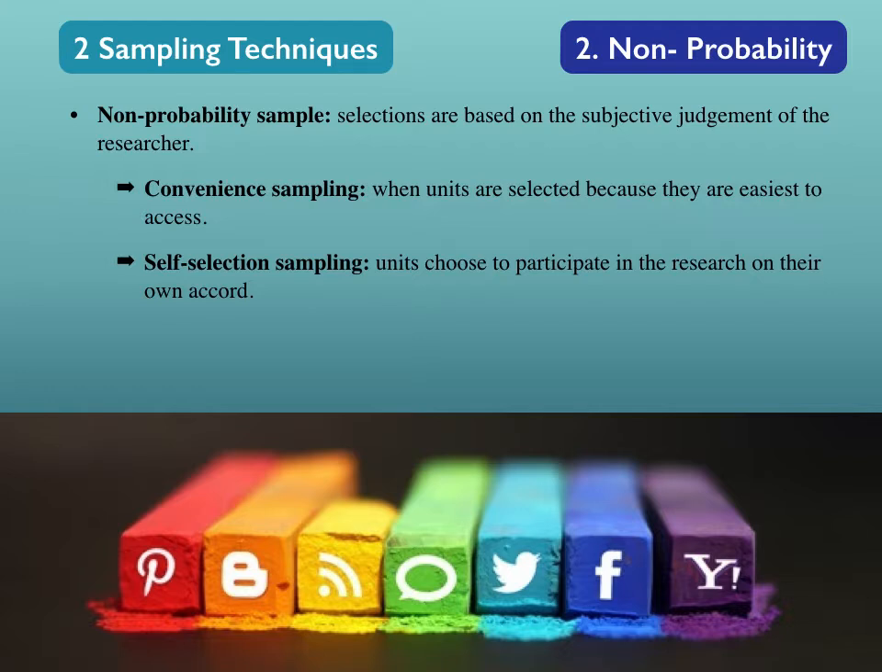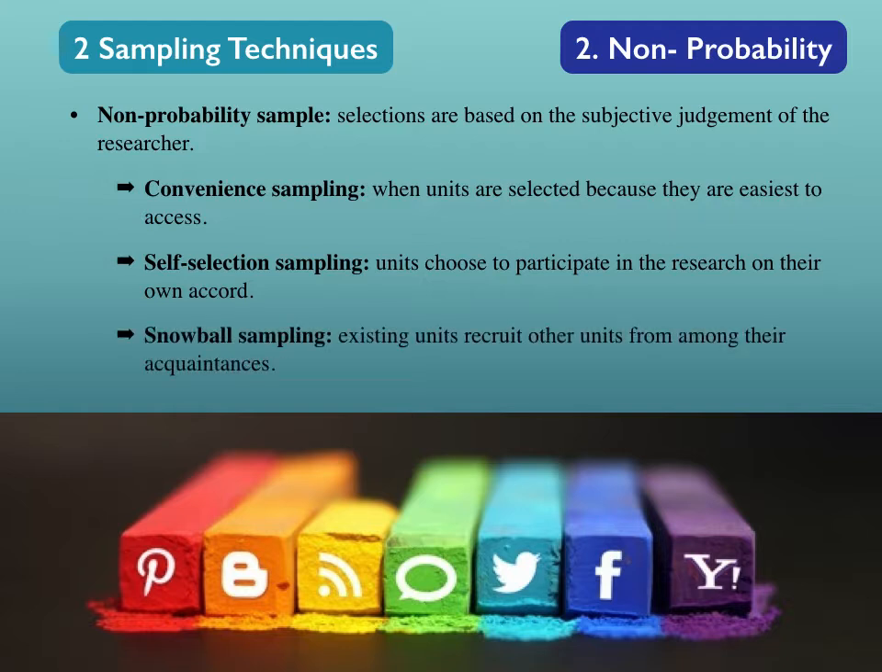Self-selecting sampling, units are chosen to participate in the research of their own accord. So say I put a post up saying I'm looking for people to participate in this survey. It's free pizza and things of that nature, and people sign up to participate. This is self-selection sampling. And then you have snowball sampling. So existing units recruit other units from among their acquaintances. So you guys are in my class. I want JMU students. So I ask you to ask your friends, like in other majors, to participate in this research. And that would be snowball sampling.